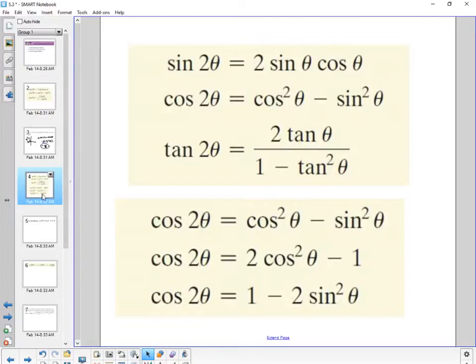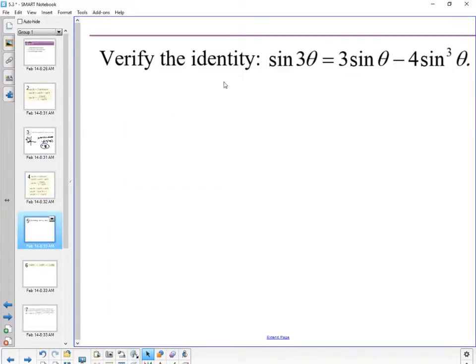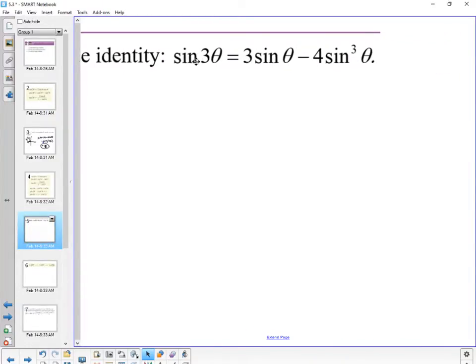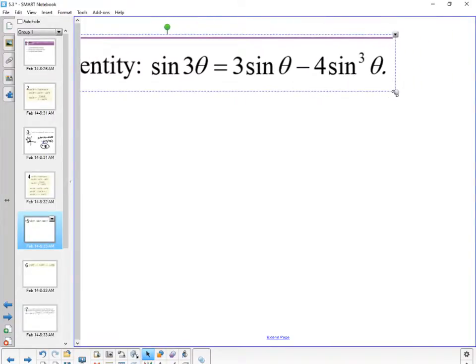All right, I can move on? Okay, here we go. Let's have you guys have some fun. Verify this identity, please.